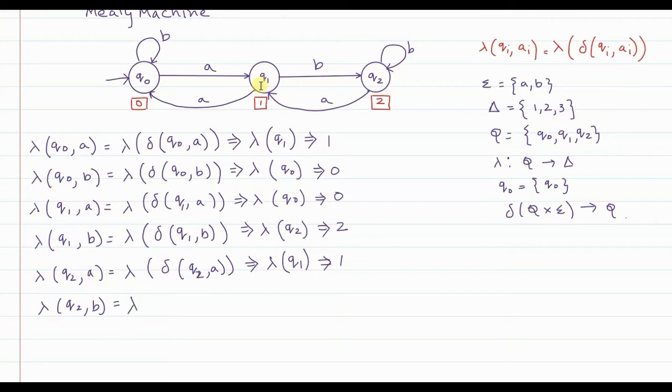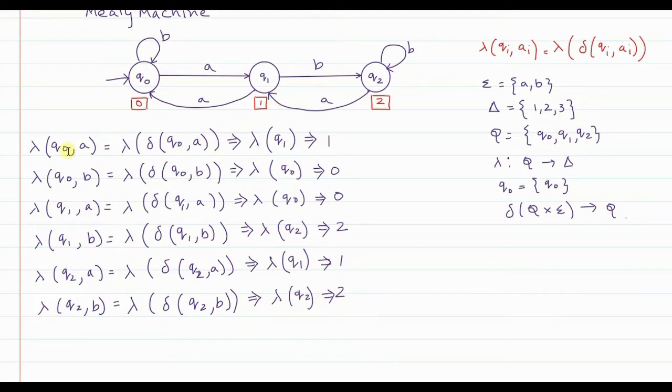And finally this can be written as lambda of delta of Q2 on B. Now what is the delta of Q2 on B? What is the transition from state Q2 on reading B? From Q2 on reading B, you remain in state Q2 itself, right? So Q2. And what is the output associated with state Q2? The output associated with Q2 is 2. So I will be writing 2 over here, right? Now how do we write the equivalent Mealy machine?